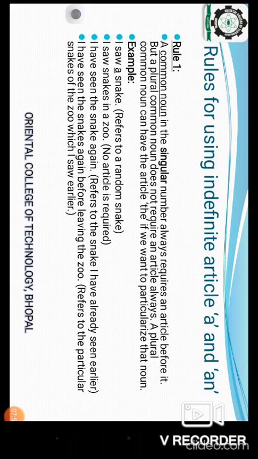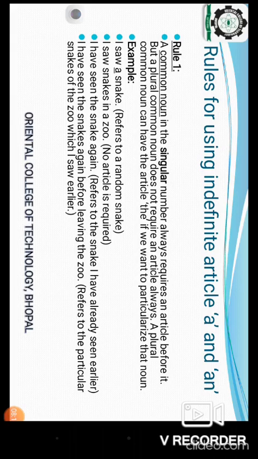Rules for using indefinite article a and an. Rule number 1. A common noun in the singular number always requires an article before it, but a plural common noun does not always require an article. A plural noun can have the article the if we want to particularize the noun.